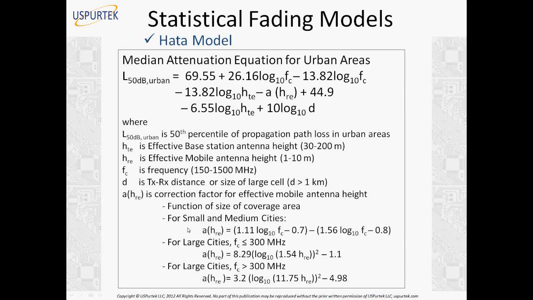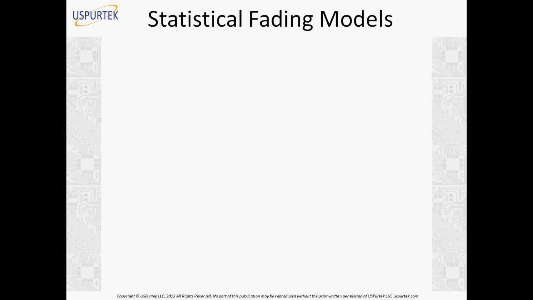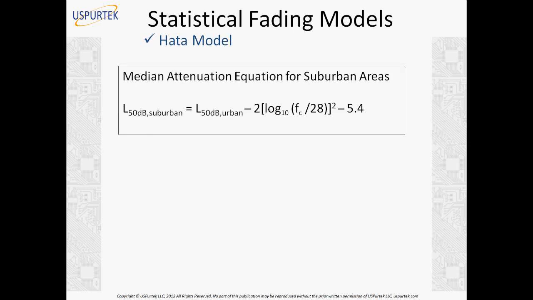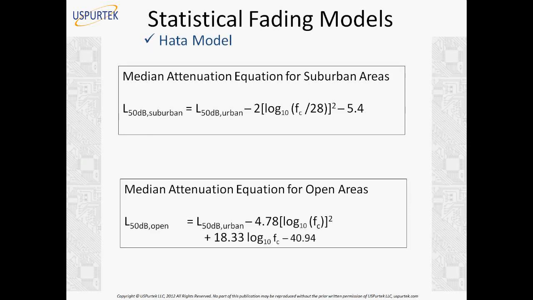So here you see for small and medium cities, for large cities, and for large cities more than 300 megahertz, you have different correction factors here which need to be calculated. So here I am only showing you the results. These are mathematical results which are of practical use in our real situations. Now this is the equation for suburban areas, and this is the equation for open areas, the lower one. So you have three different equations for urban, suburban, and open areas. That's what we get here.